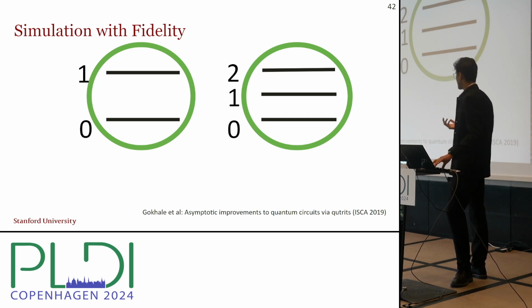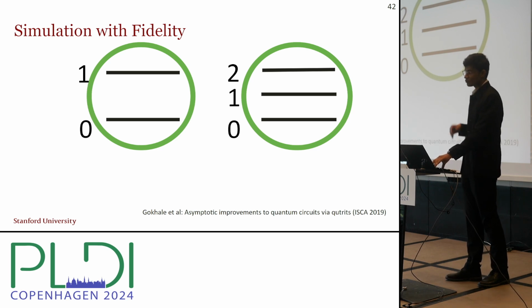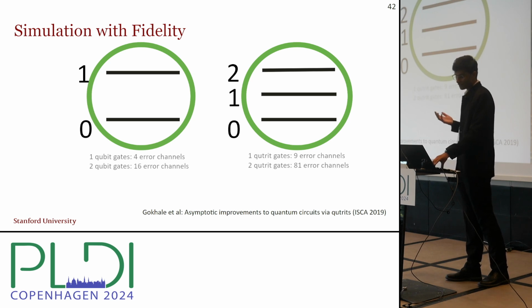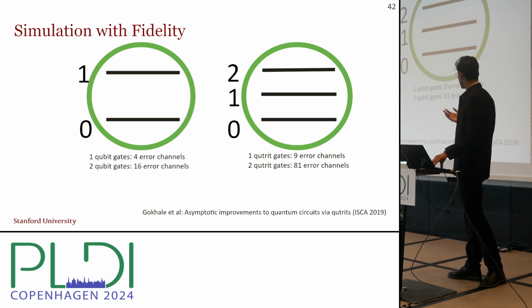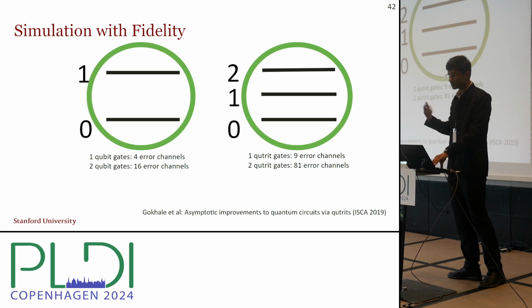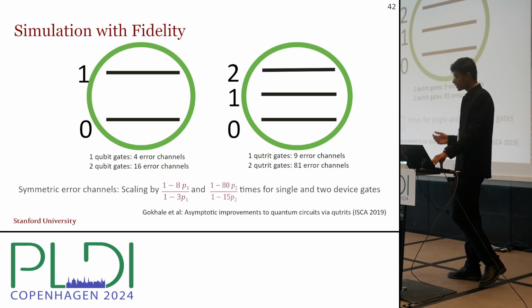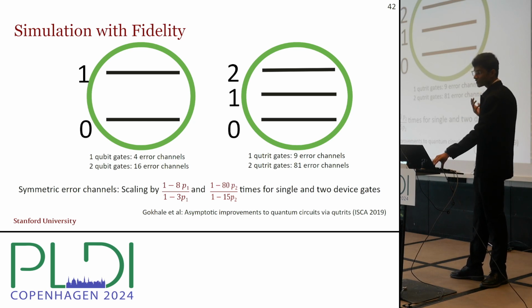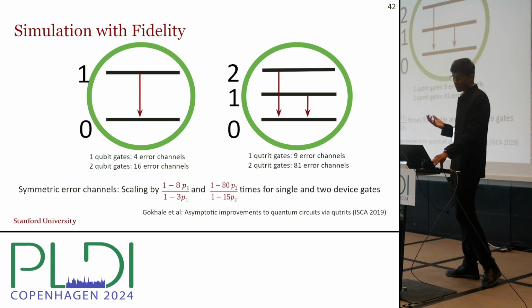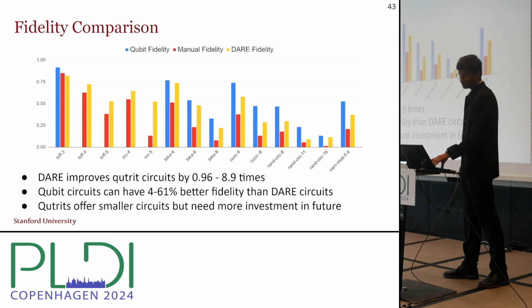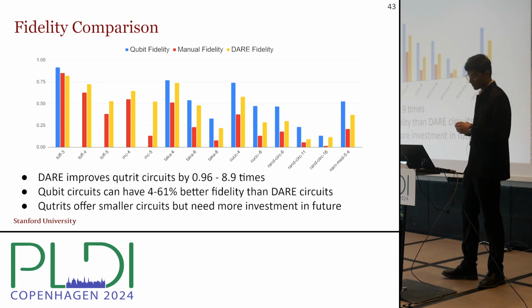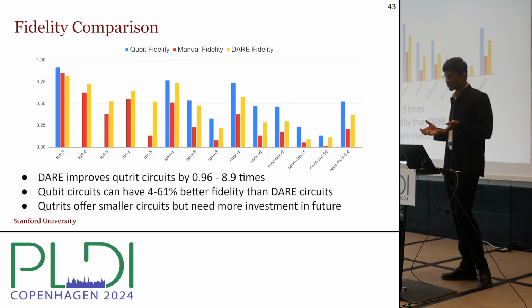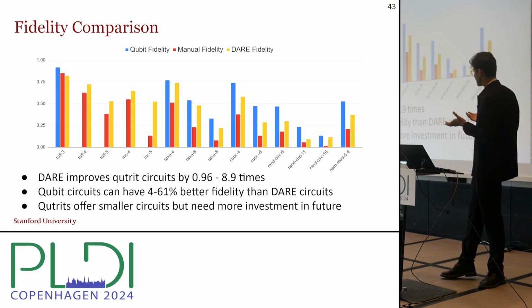Here, we need to consider the fact that qutrits use a higher energy state, which is inherently more erroneous, and hence we need to take that into account for modeling fidelity. For doing that, we assume a symmetric error channel where the gate error scales up in proportion to the number of error channels. Hence, qutrit gates for this model can be up to 5 times more erroneous than the qubit case. And we also model idling errors for decay between states. Overall, we evaluate fidelity for qubits, hand qutrit, and DARE qutrit implementations, and find that DARE improves upon manual qutrit implementations by up to 9 times.